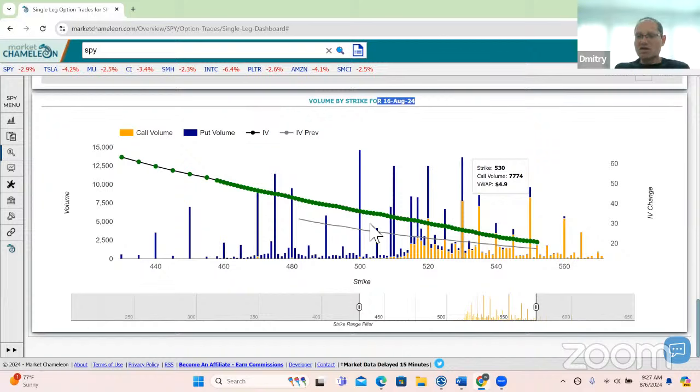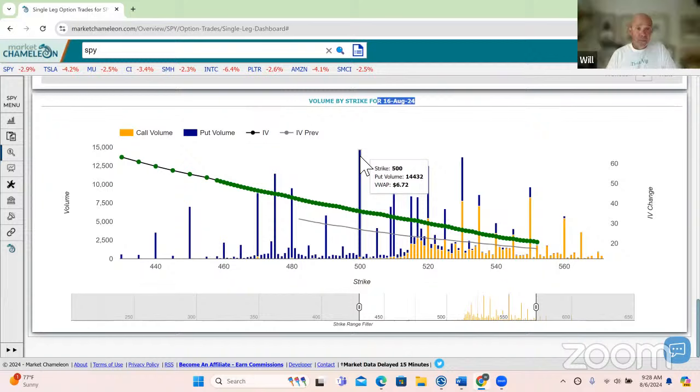And then we could see these bars. The longer the bars are, the more trading happened on that strike. So here, the 500 strike appears to have the most trading volume. I'm hovering over it right now, over 14,000 contracts. And it looks to me that it was mostly puts. And you could see here as I hover over it, a VWAP price of $6.72.